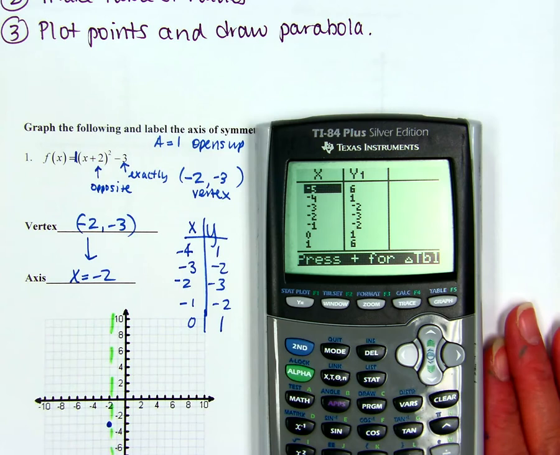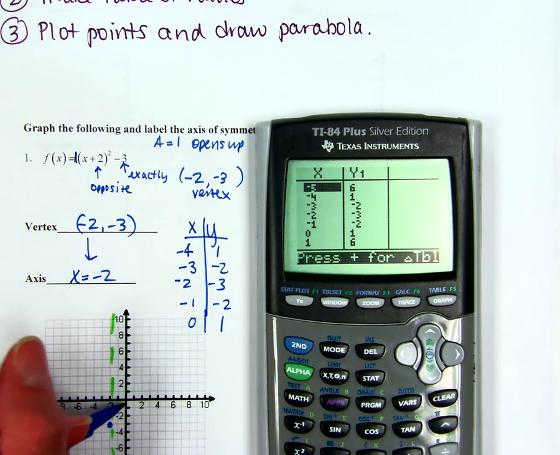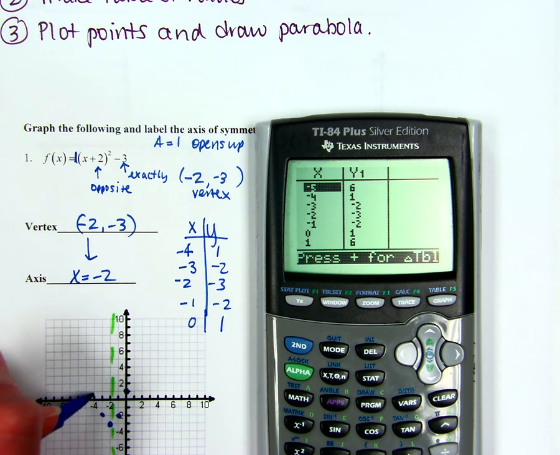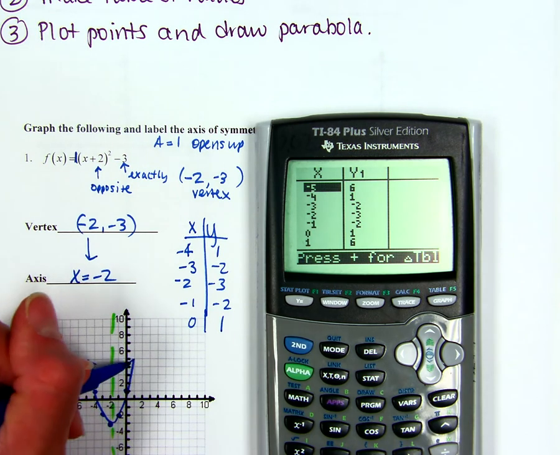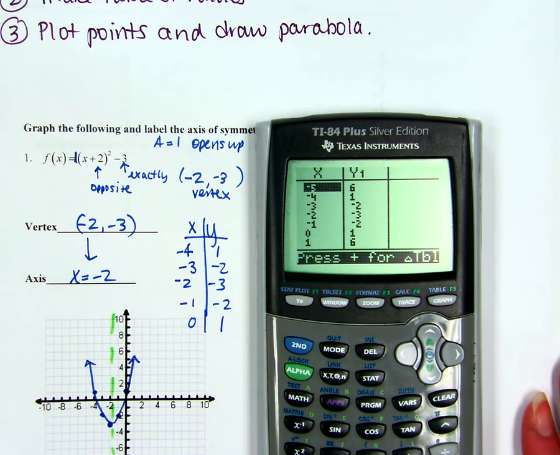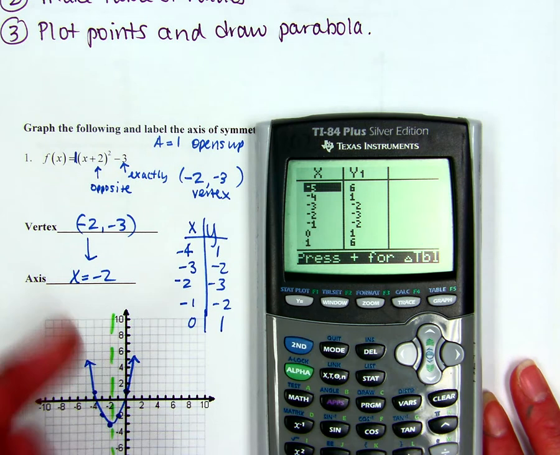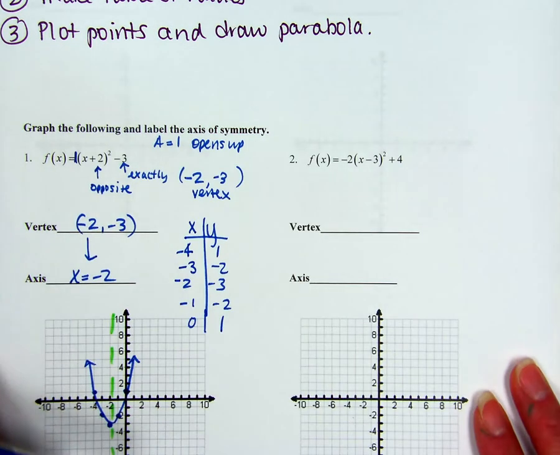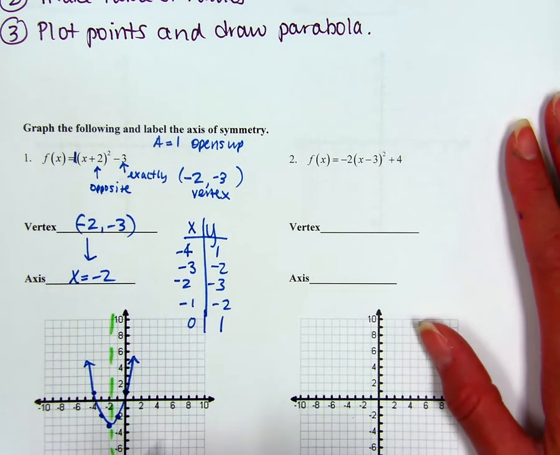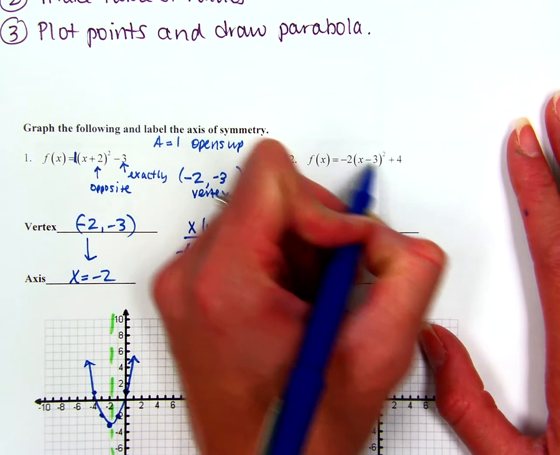So now that I have 5 points to copy down, I can plot 0, 1, negative 1, negative 2, negative 2, negative 3, negative 3, negative 2, and negative 4, 1. And then I'm going to draw a sketch of my graph. It should be U-shaped. All parabolas are U-shaped, not V-shaped. And then it opens up. Alright, so you'll find that these vertex form problems are a lot faster than what we did yesterday.